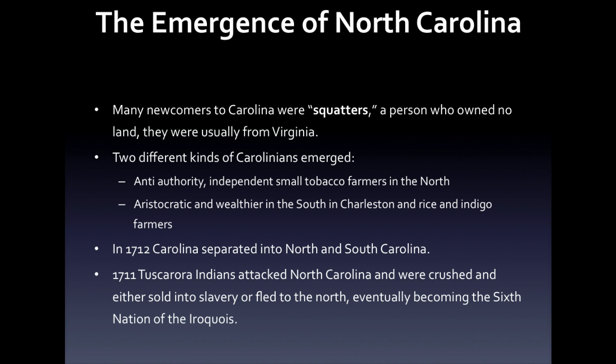And then also before that, in 1711, there were the Tuscarora Indian attacks on North Carolina, and they were crushed, and those Native Americans were either sold into slavery or fled to the north. And the ones that fled to the north became the Six Nations of the Iroquois, and that's the only thing you have to know about that. But what's important here is in 1712, Carolina separated into North and South Carolina along those two different groups.